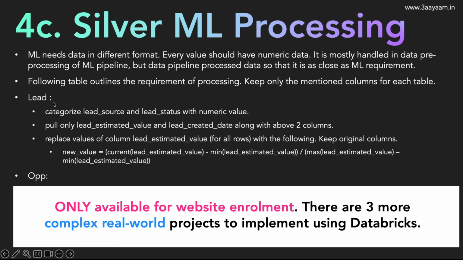For example, in the lead table, you have to categorize the lead source and lead status with numeric values. What do I mean by that? Let's say lead source has 4 different values like marketing, sales, advertisement, etc. Then one value should be 1, the other one should be 2, and the other one should be 3. Now what the categorized value should be, that is up to you to decide.